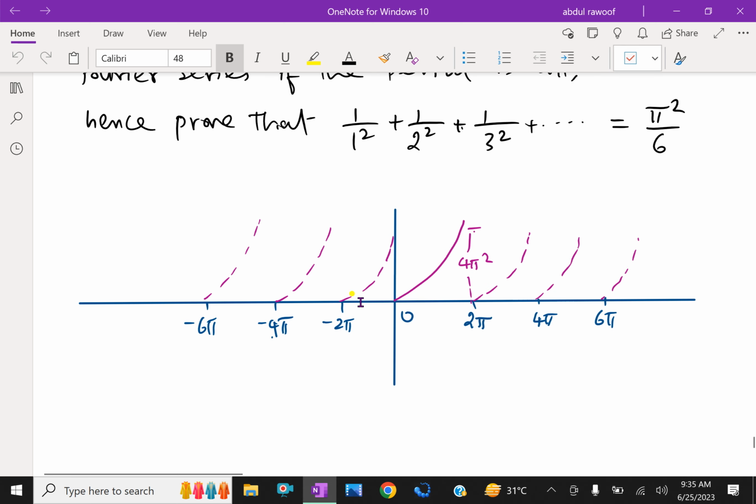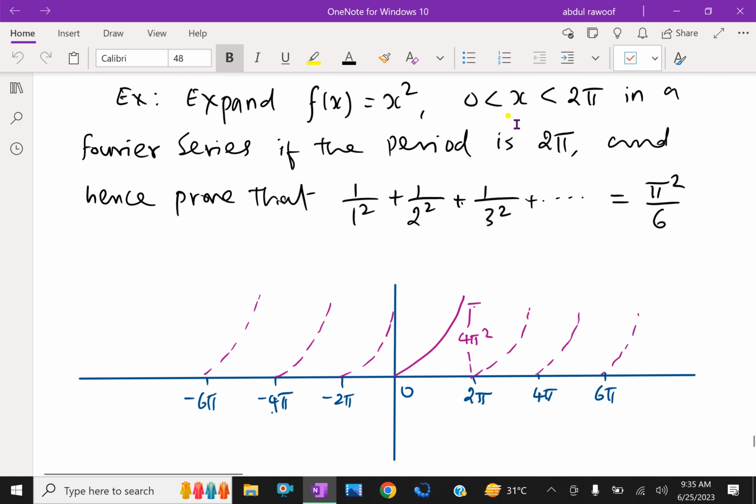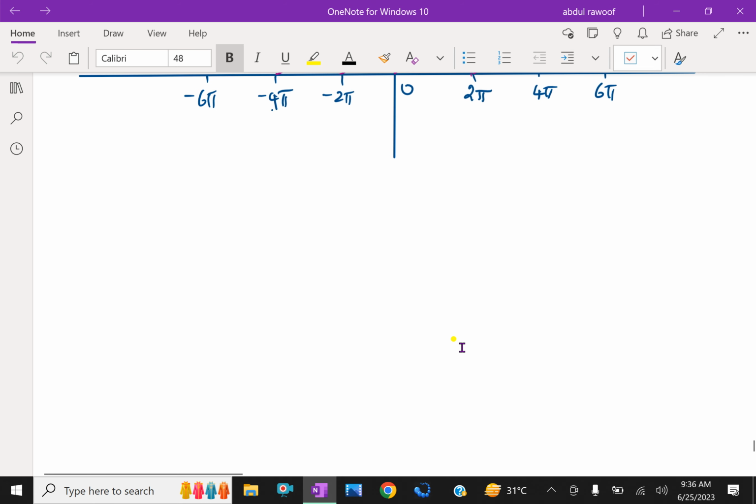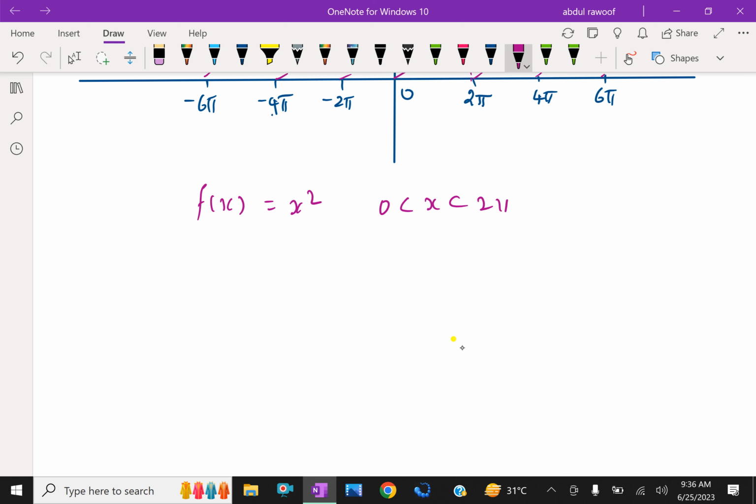Here, look at this graph. It is f(x) equals the x squared function with the limit of 0 to 2π. This is the graph. Now, let us start the problem. Here, f(x) equal to x², the limit 0 to 2π, in a Fourier series if the period is 2π.